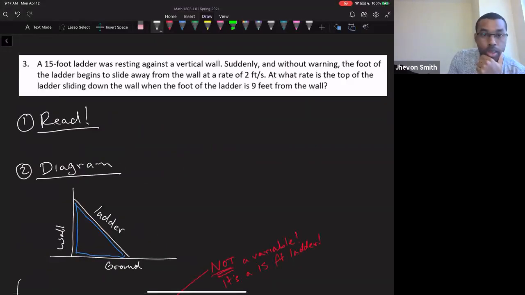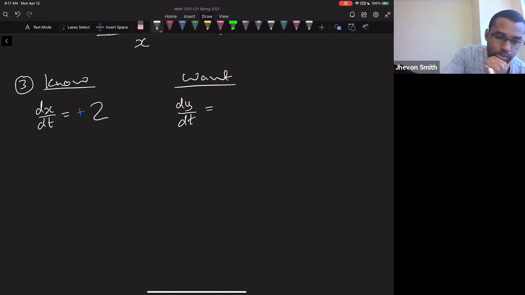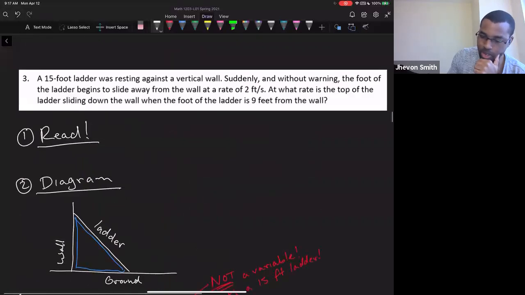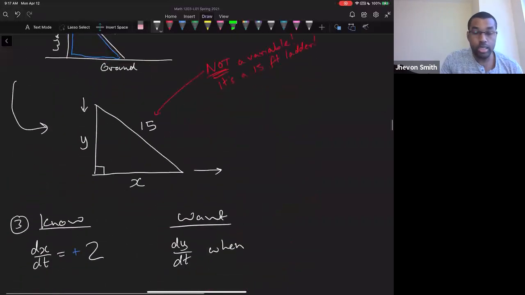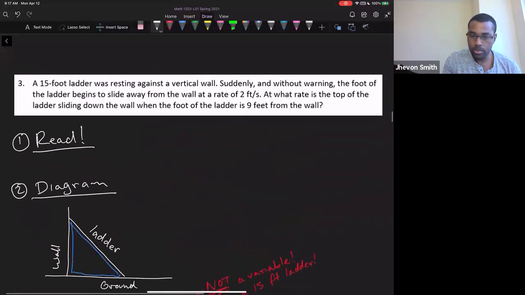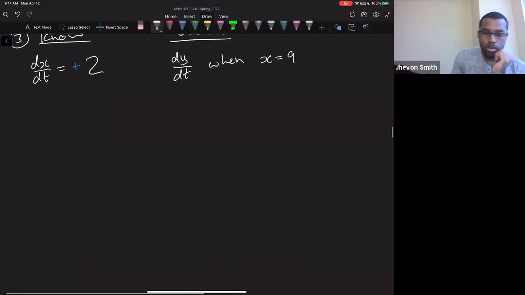That's all we're told. What do we want? We want how fast the top of the ladder is sliding down the wall. When do we want it? Now? No, we want it when the foot of the ladder is 9 feet from the wall. So x is measuring the distance that the foot of the ladder is from the wall. In other words, we're just saying when x equals 9. Okay, so that's the third step.